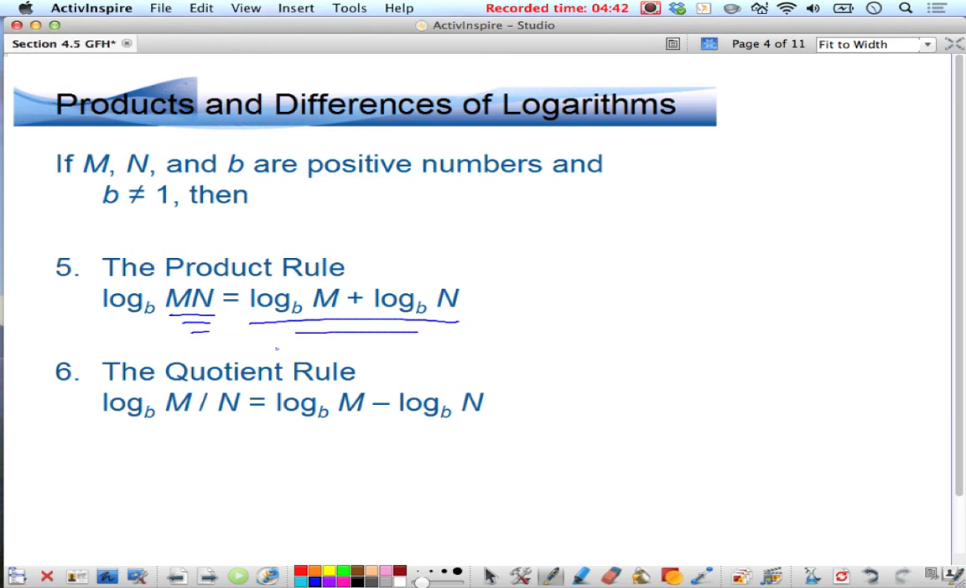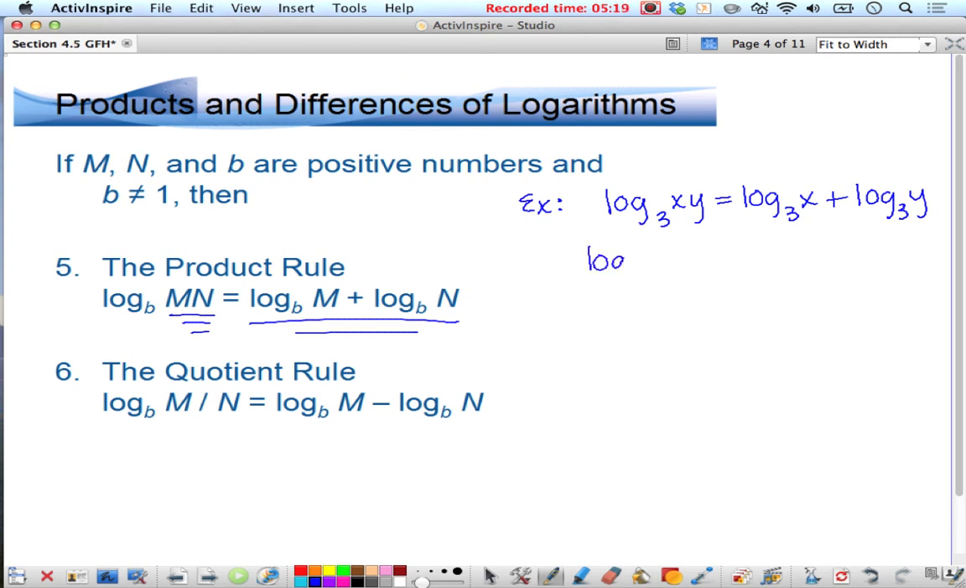I always remember that because when we multiply, what do we do with our exponents? You add them, and logarithms are just exponents. So that's how I always remember whether to add or subtract. So 2 logs added equals 1 log multiplied. For example, let's say we have log base 3 of x times y. If I want to split that up into two separate logs, that would just equal log base 3 of x plus log base 3 of y. So you could go forward or backwards.